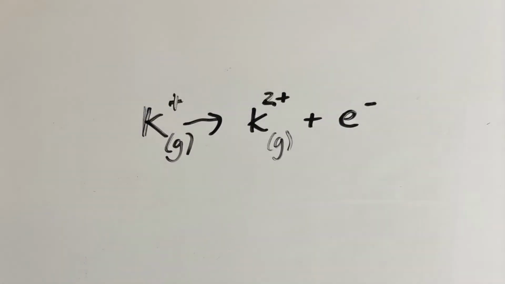And just like you can have first ionization energy, you can also have second, third, fourth, etc. And all you have to do is change the words in your definition to match the calculation you're doing. So second ionization energy is the amount of energy required to remove 1 mole of electrons from 1 mole of gaseous potassium ions, in this case, to form 1 mole of gaseous potassium 2+ ions.